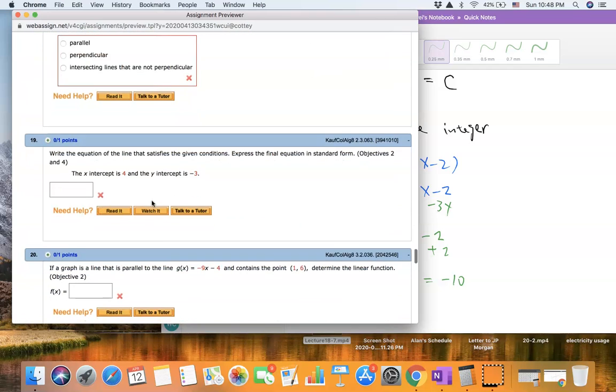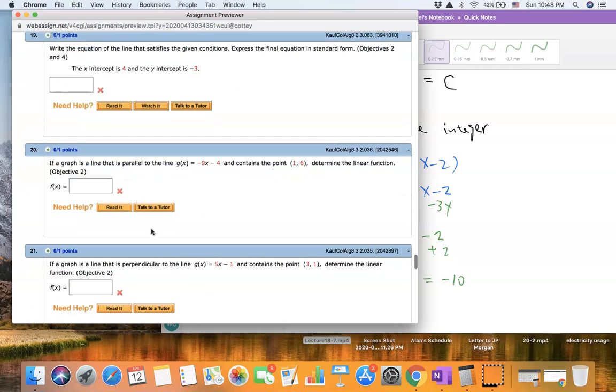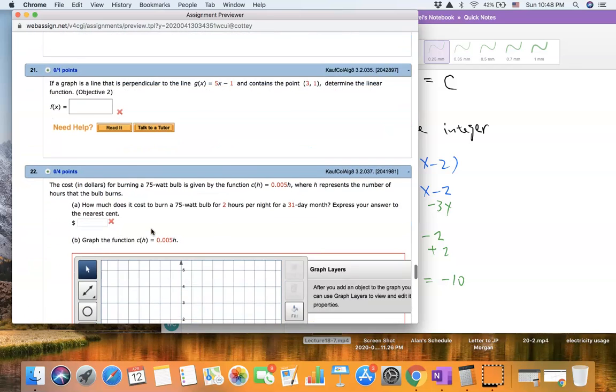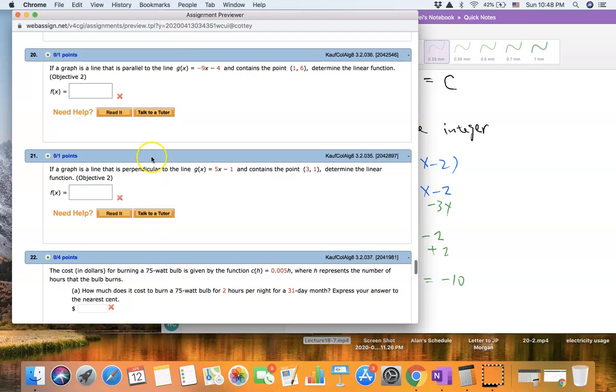Another problem is number 21. Number 21 says if a graph is a line that is perpendicular to the line g(x) equals 5x minus 1 and contains the point (3, 1), we want to determine the linear function of this line.